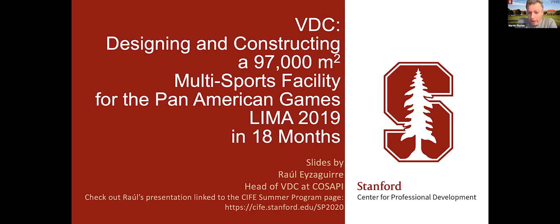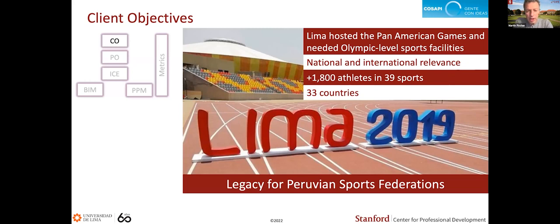This was another extremely challenging situation, right? They had to design and build the main facilities for the Pan Am Games in 18 months so that the games could happen. And of course, this was a challenge because there were no Olympic level sports facilities available, so also the knowledge to build those didn't exist, as far as I know, in Peru. And the time frame was extremely short. And of course, this was a project of big importance for the client because it really was going to be a great legacy for the Peruvian sports federations.